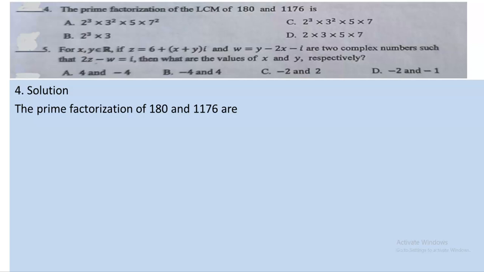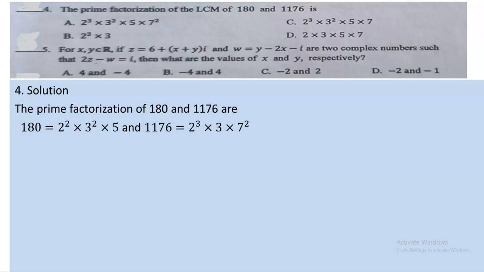You have to now find the prime factorization of 180 and 1176 as follows. Clearly, as you are dividing 180 by 2, you do have 90. And when you divide again by 2, you do have 45. And by 3, 15. Again by 3, 5. And by 5, 1. So 180 can be written, in terms of prime factorization, as 2 squared times 3 squared times 5.